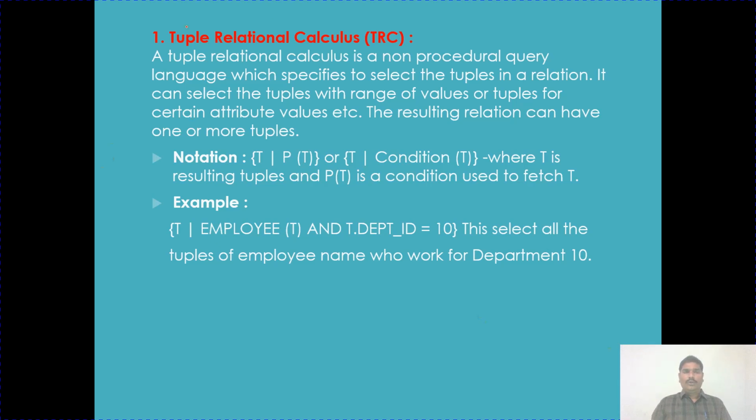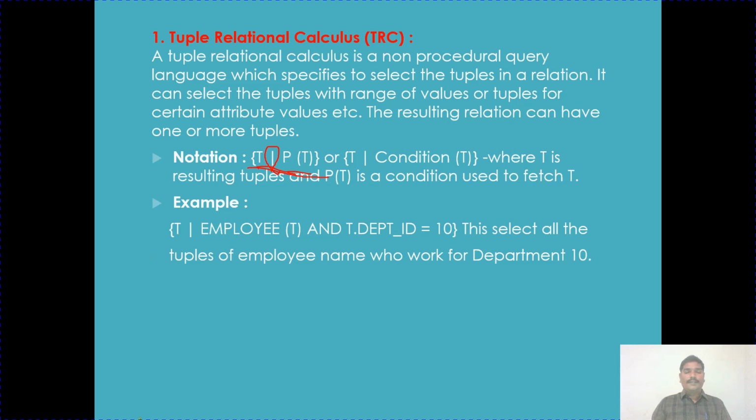So the tuple relational calculus notation is {T | P(T)}, or {T | Condition(T)}. Here T is the resulting tuples, where tuple means row. Remember it. So T is the resulting tuples and P(T) is the condition used to fetch T. That means P(T) selects the rows.